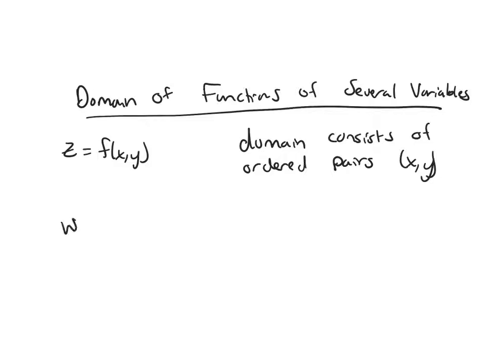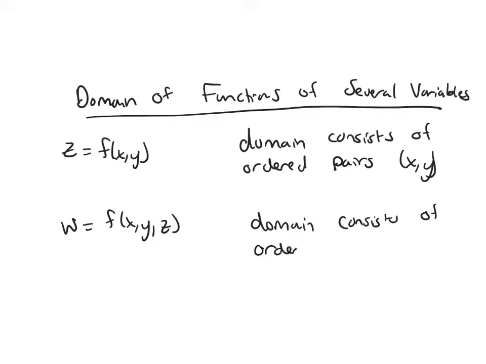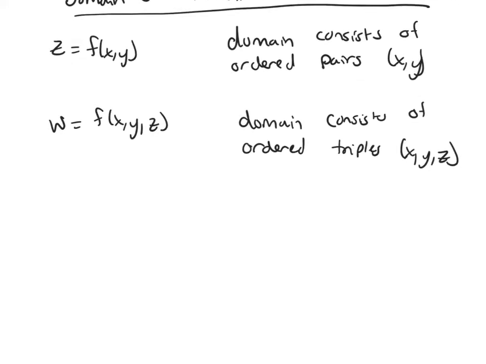And then if I have a function w of three variables, then your domain consists of ordered triples x, y, and z. So for a function of three variables, your domain is contained in three-dimensional space. So we're going to look at some examples now where we're trying to find domain.